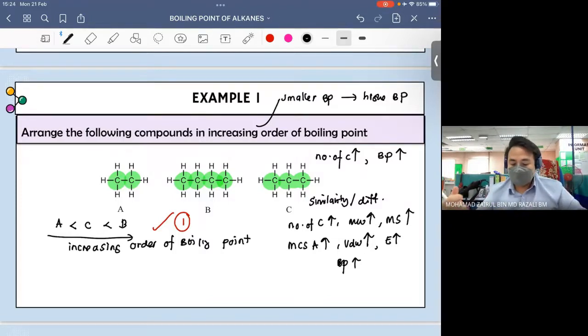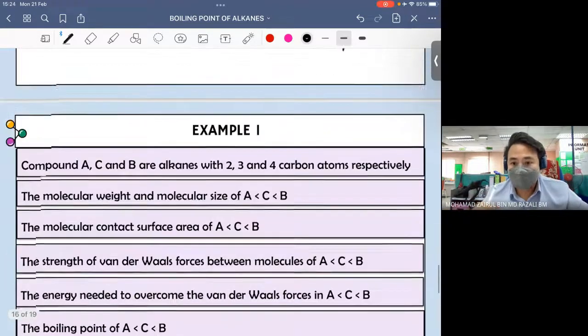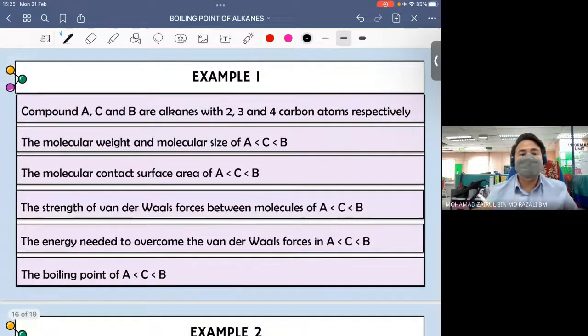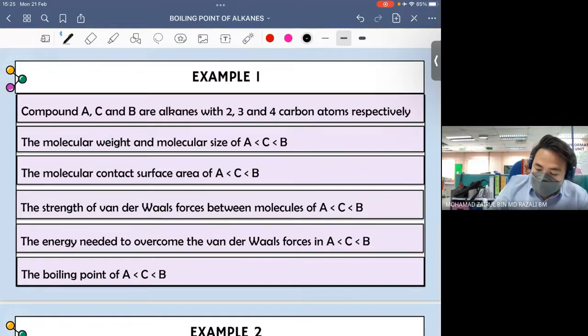Okay, so dalam slide ni saya dah upload tau dalam GC semalam. Kalau awak perasan, dalam tu dah saya terangkan dah. So cakap compound A, C and B are alkane with 2, 3 and 4 carbon atom respectively. Ni saya cerita tentang dia punya general statement tu. Okay, and then sebab ini kalau kita tengok the different number of carbon kan. So different number of carbon, kita akan cerita tentang dia punya molecular weight. So the molecular weight and also the molecular size of A is less than C and then B. Awak boleh tahu buat sequence macam ni.